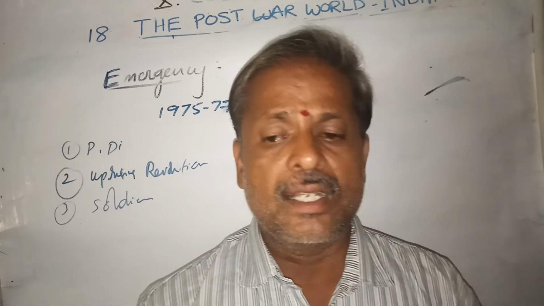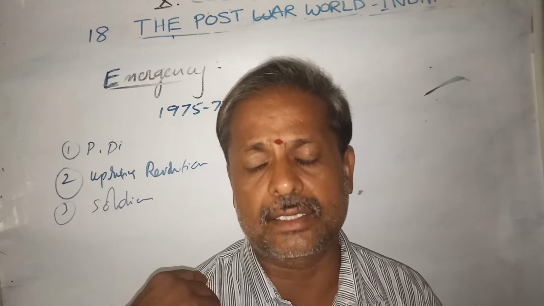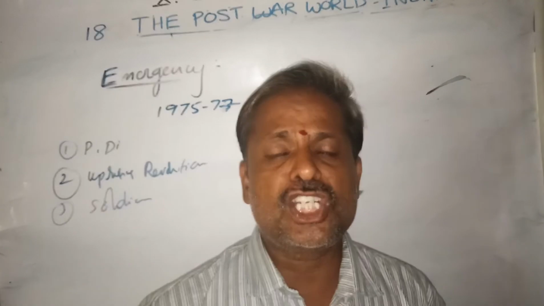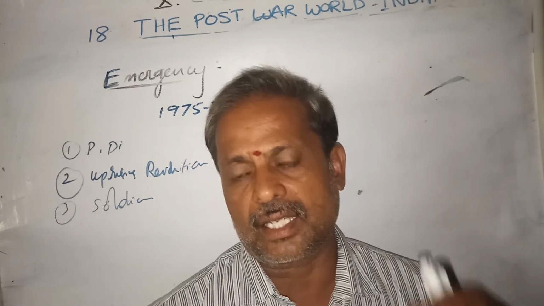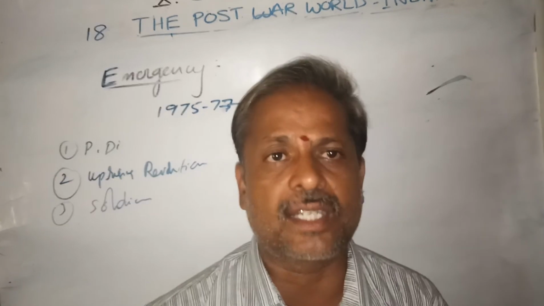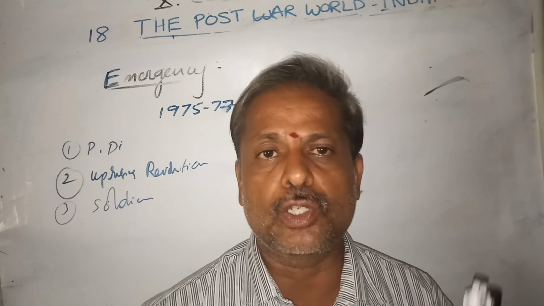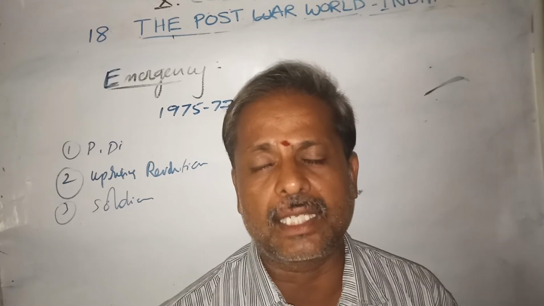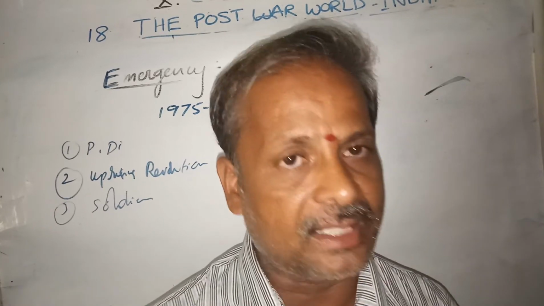But ultimately, the emergency period gave a bad result to Indira Gandhi personally and Indira Gandhi's Congress party also. That's why after the completion of the emergency period in 1977, Indira Gandhi and the Congress party leaders were defeated in the 6th general elections. As a result, the Janata Party came into power and ruled in place of the Congress party. It ruled from 1977 up to 1980.